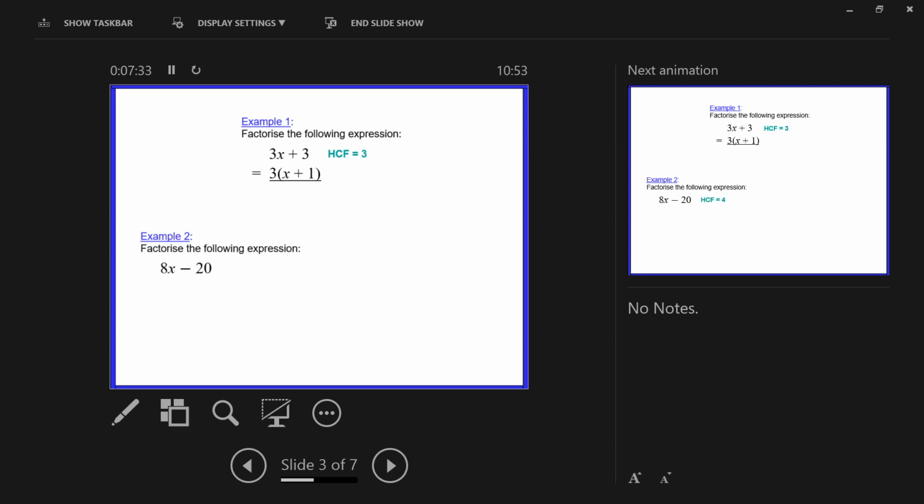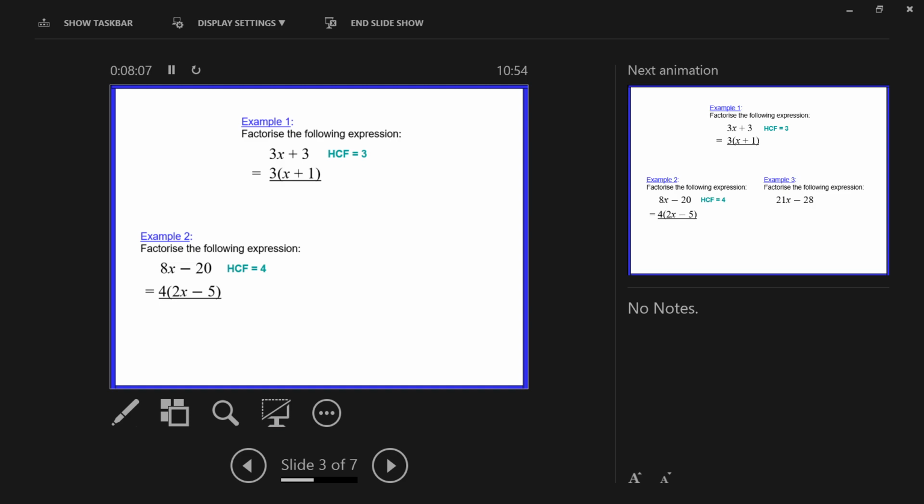Okay, so factorize the following expression: 8x minus 20. Without looking at the answer, what's the highest common factor? Highest number that can divide into all of them. Not 8. Someone said 8? Because 20 divided by 8 is going to give me remainders. So the highest common factor would then be 4. So now we start with writing the highest common factor, the 4, and then we make a bracket.